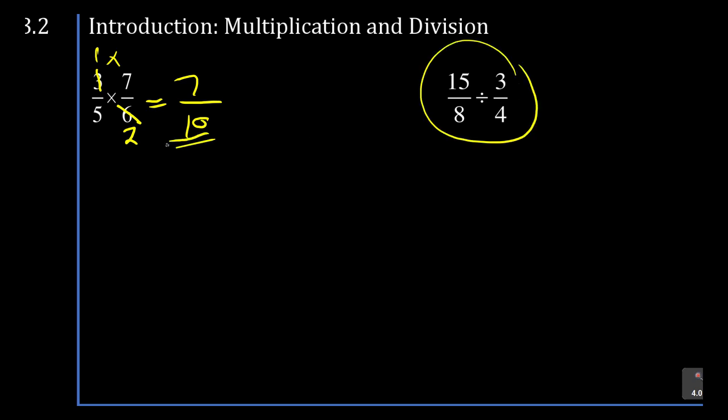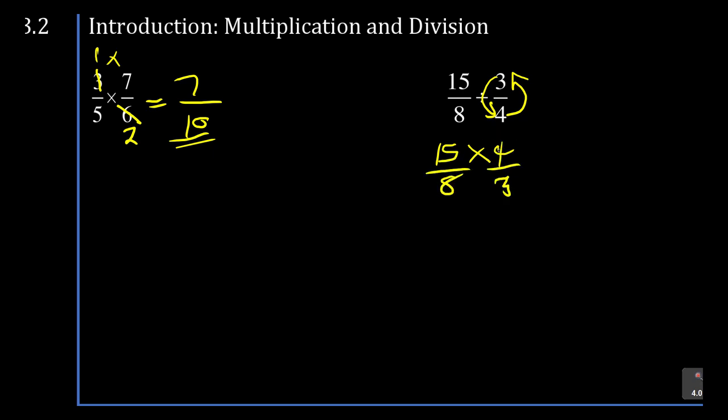But with division, it's a different story. What happens with division? You can't divide. Your mind is not meant to work with minus. Anything minus, sometimes it confuses, including divided. You are mainly easy to work with plus and times. So you have to convert this into a times. This goes to the top, this goes to the bottom. So you have got 15 over 8 times 4 over 3.